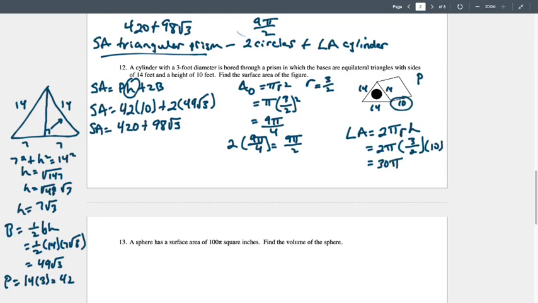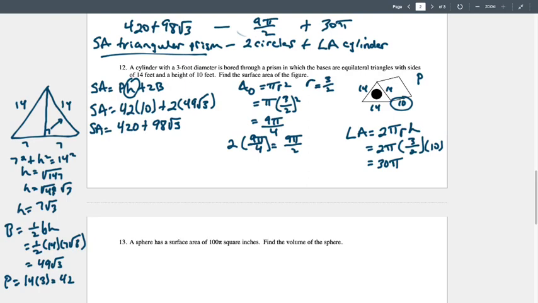So 30 pi is, oh goodness gracious, I just realized something I did wrong. Oh no, I didn't. I just need to show that that's minus and this is plus. And then that's going to be 30 pi right there.